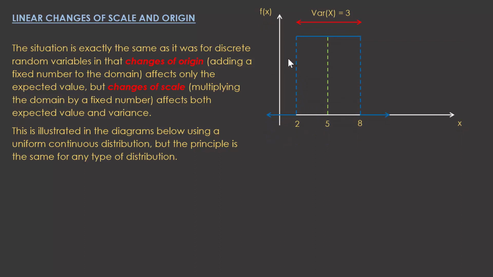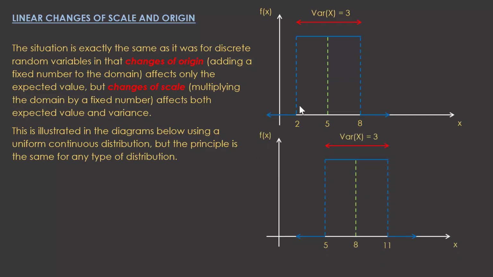So here we have a continuous uniform distribution, which we can see is non-zero between 2 and 8. Because of the symmetry, the expectation is 5, which is halfway between 2 and 8, and I've calculated the variance to be 3.